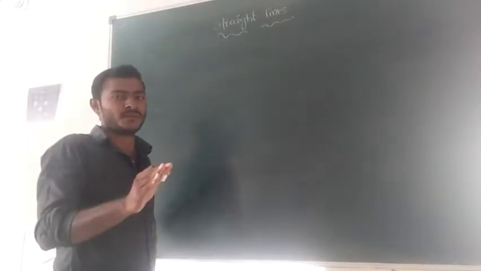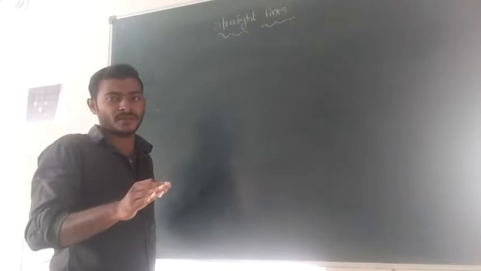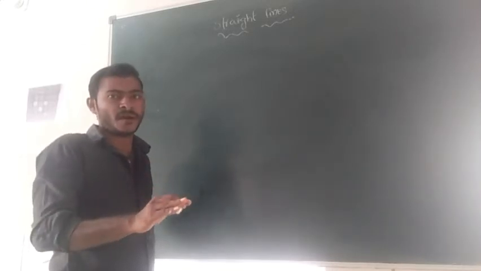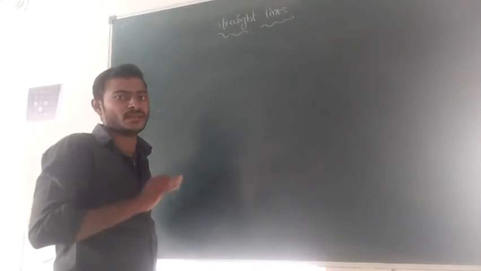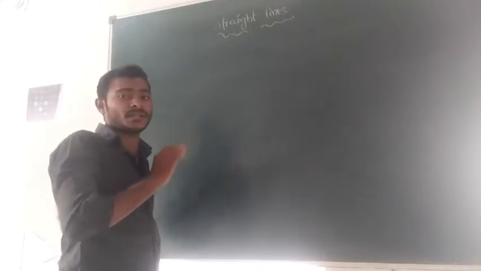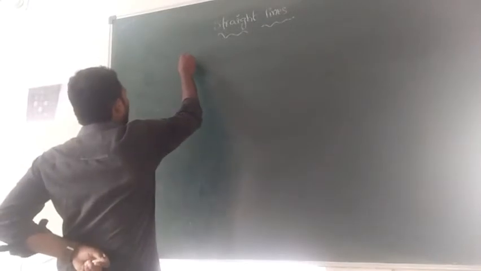Now, when one point is given, P of x1, y1, and the slope is m, the formula is y minus y1 equal to m into x minus x1.